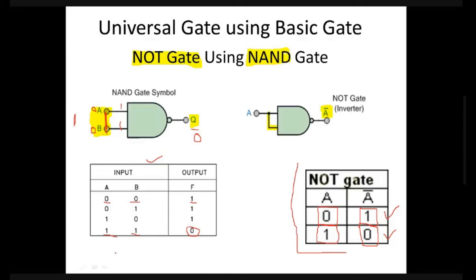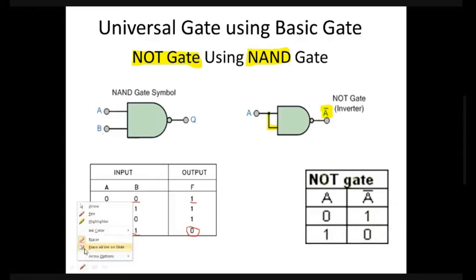So due to this operation, we conclude for the NAND gate, if both inputs are shorted, if both inputs get short circuited, then it acts as a NOT gate. Have you understood? Have you understood the first conversion? Yes, sir. Okay.